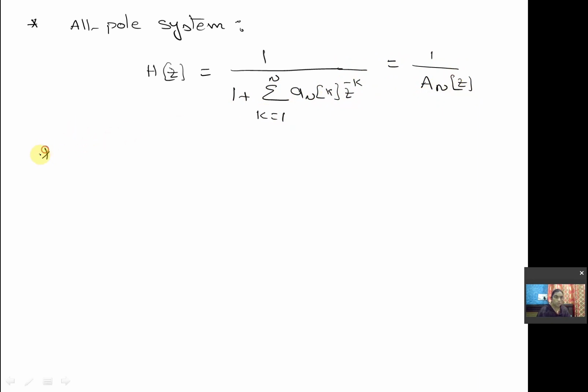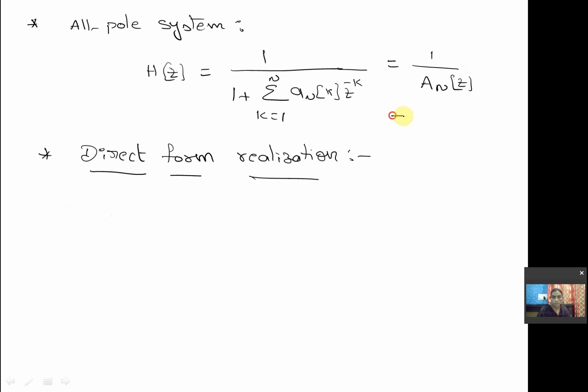Now, here we observe what the direct form realization is, and then what the lattice realization is. As in the previous case, we first focus on the general form, then the lattice form. Okay, direct form realization. So what is the direct form realization here? See, this is also equal to y of z by x of z.